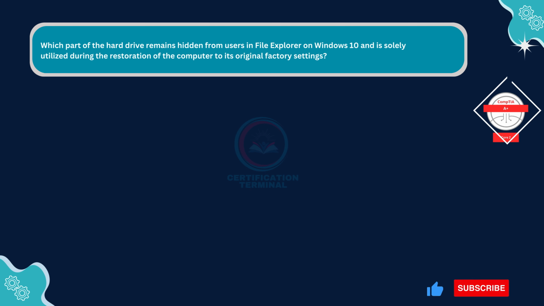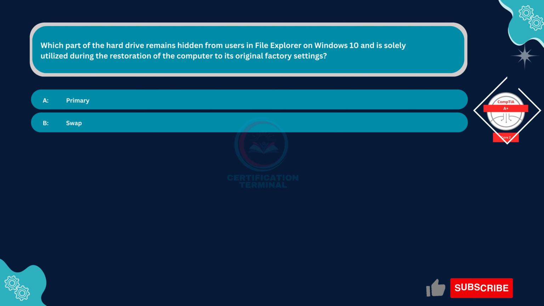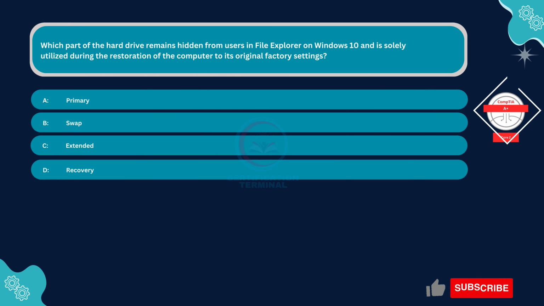Next question. Which part of the hard drive remains hidden from users in File Explorer on Windows 10 and is solely utilized during the restoration of the computer to its original factory settings? Option A, primary. Option B, swap. Option C, extended. Option D, recovery. The correct answer is Option D, recovery.